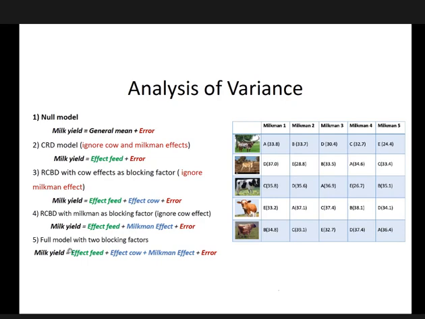And then for the full model, you remove the milkman, you remove the effect of the cow, you remove the effect of the feed. What remains here is what is error. So compared to, if we look at 3 and 4, which one do you think has the smaller error? It is 5.